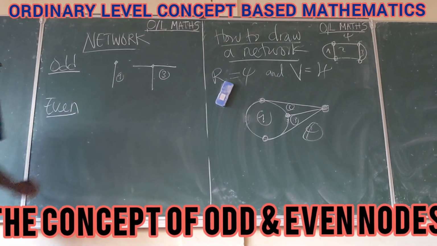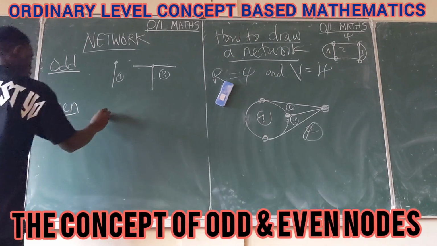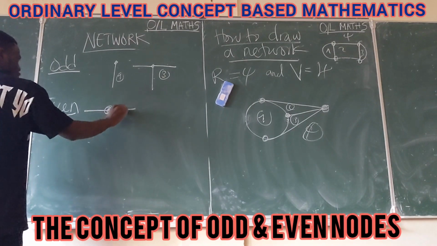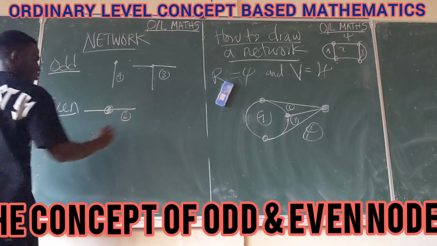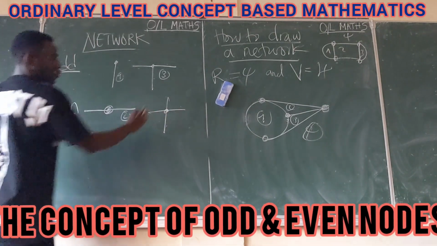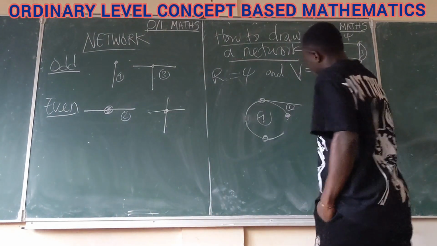What is an even node? An even node means we have an even number of lines linked to that node. So, an even node could be something like this. 1, 2, so we have 2 lines linked to this node. It could also be something like this. We have 4 lines, 1, 2, 3, 4. So this is the concept of odd and even nodes.